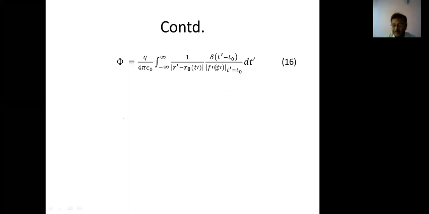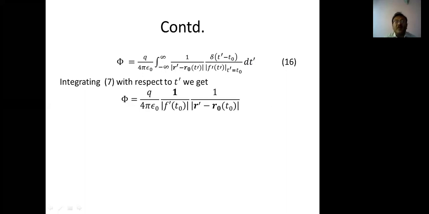Now you can integrate this with respect to t prime, and when you integrate that, you will get rid of this delta function and dt prime, as well as the sign of integration. So you will be left with this thing here: phi equals q by 4 pi epsilon naught times 1 by the mod of f prime of t naught, and times this factor, and everything is evaluated at t prime equals t naught, which is called retarded time.